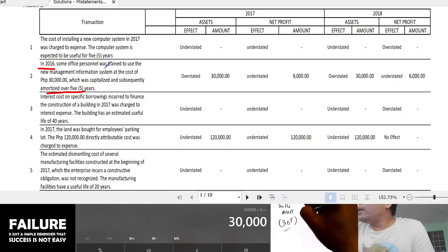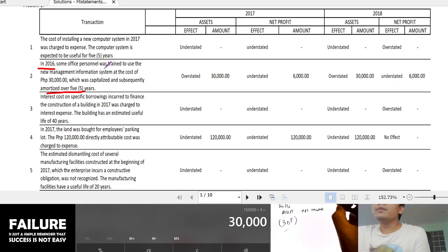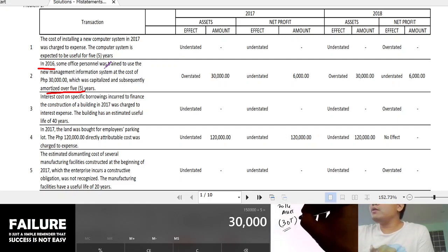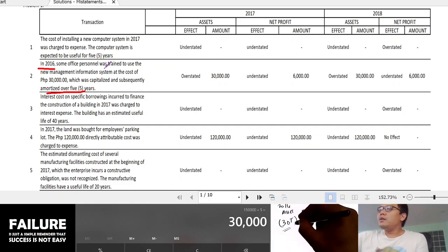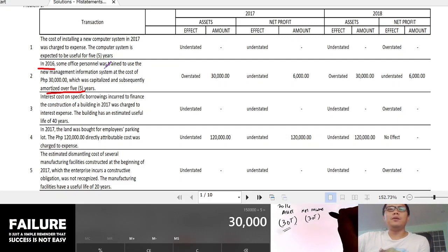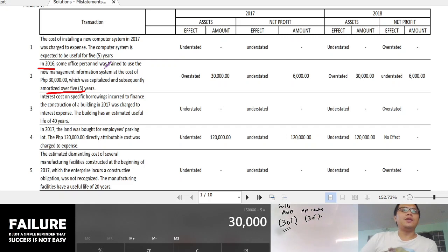Okay? The net income in 2016, because we have recognized this as a capitalizable cost, obviously, the net income was also overstated by 30,000. Why overstated? Because again, this 30,000 should be fully expensed, pero kinapitalize natin part of the cost of the asset. So, ang result is, ang net income now is overstated by 30,000.